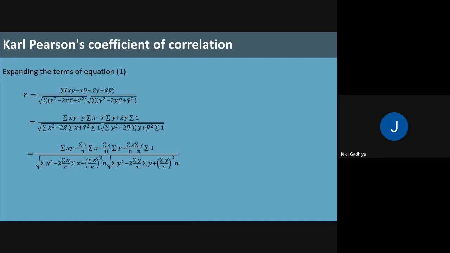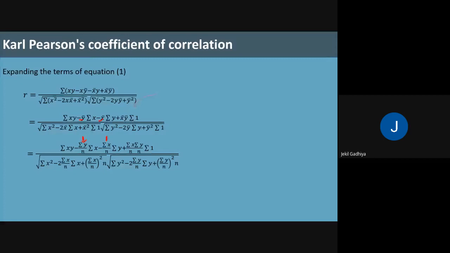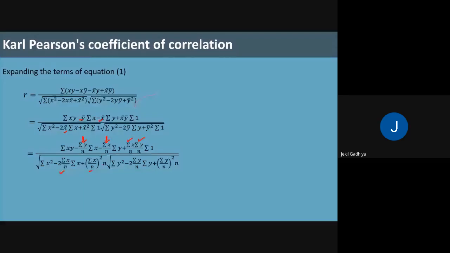Here you can see that we write summation of y over n instead of y bar, and summation of x over n instead of x bar. So x bar y bar is (summation x over n)(summation y over n). Similarly, x bar whole square is (summation x over n) whole square, and summation of 1 is n, right? Similarly, y bar is summation of y over n, and y bar whole square is (summation of y over n) whole square, and summation of 1 is n.